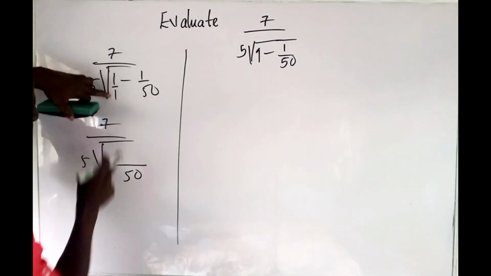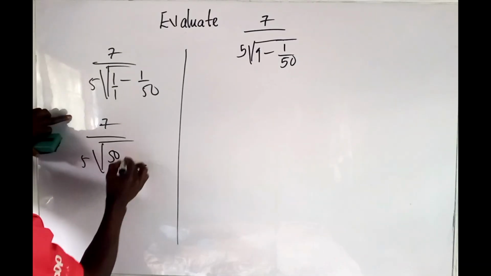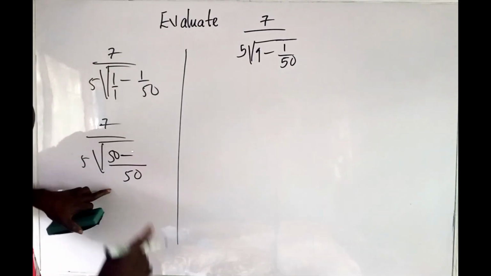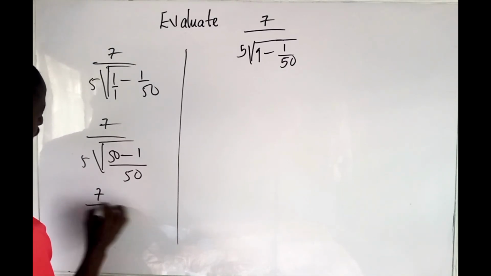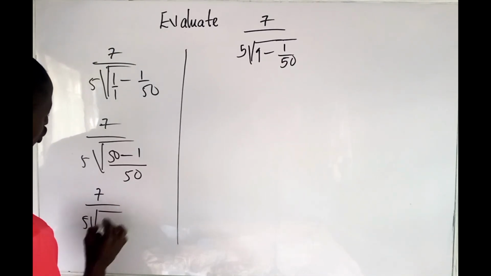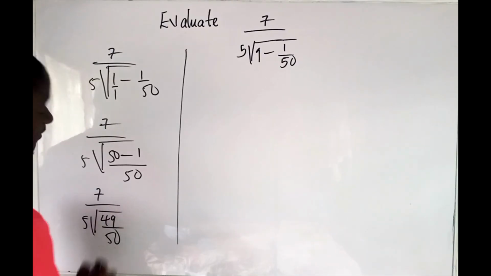Now 1 in 50 is 50, right? 50 times this 1 is still 50. So minus 50 in 50 is 1, so 1 times 1 is 1. So we have 7 over 5 root of 50 minus 1 over 50. That gives us 49 over 50.